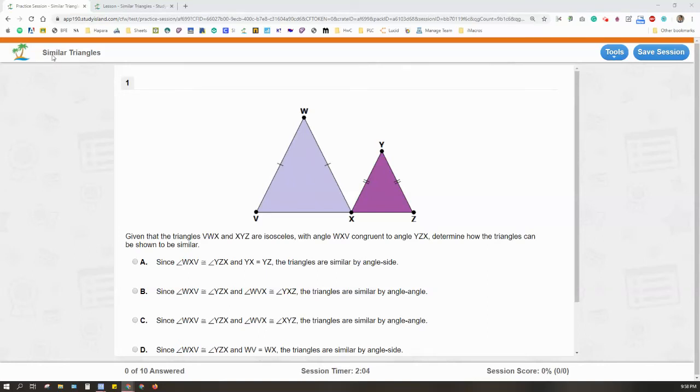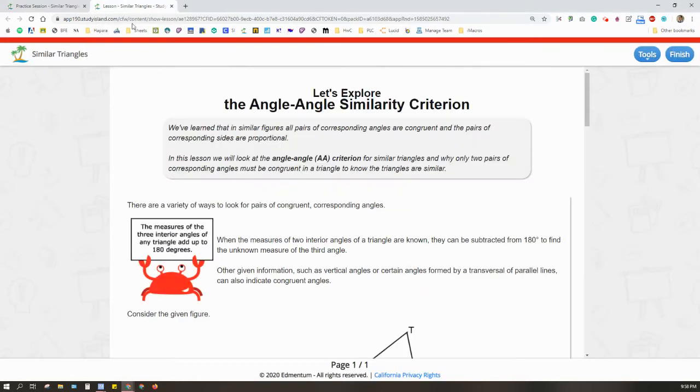All right, this is the video for the similar triangles topic. First, as always, open up the lesson, read through it, and have it in the background as you do the example problem, as you do the practice problems. It will be a good thing to be able to reference.